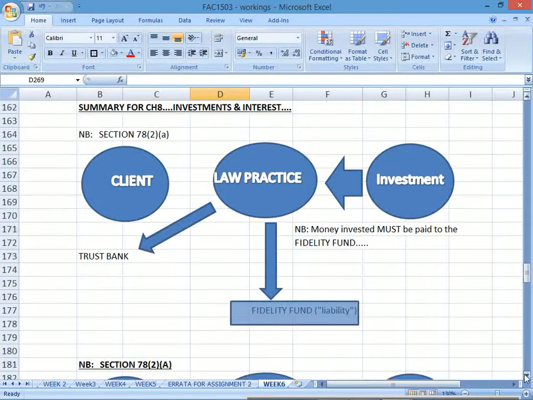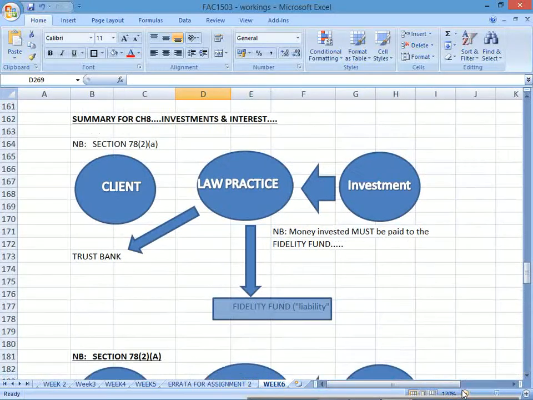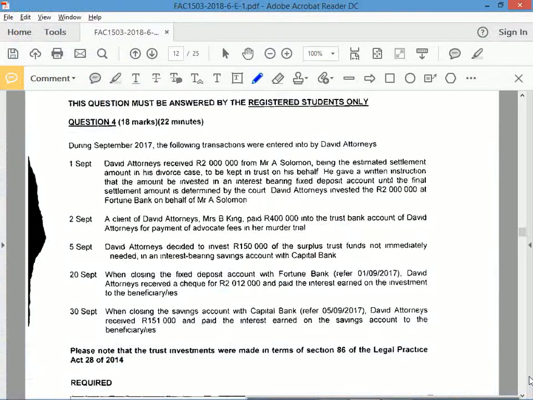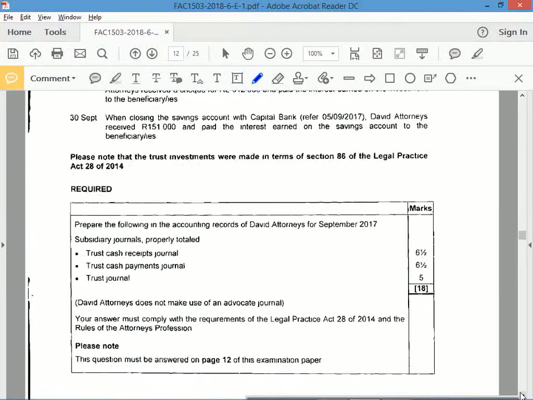Let's just shrink it a bit. Possibly. Yeah, we'll look at it. I haven't read the question yet. We'll check it just now. Let's first look at the required.